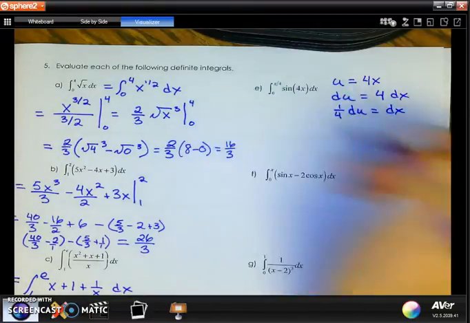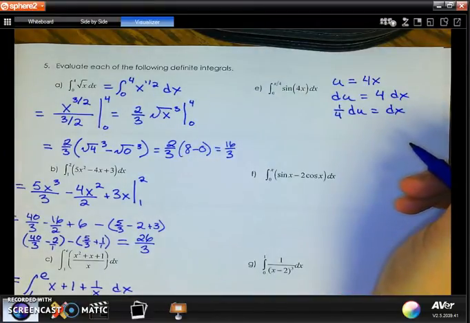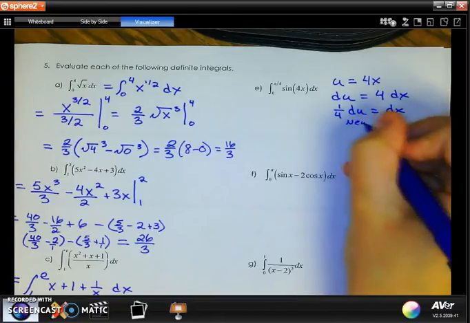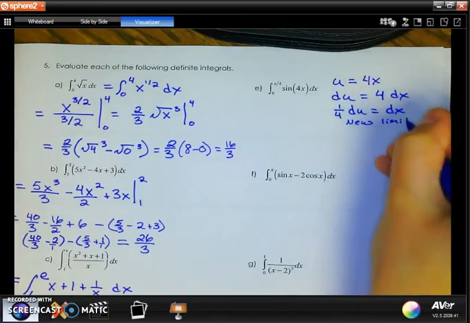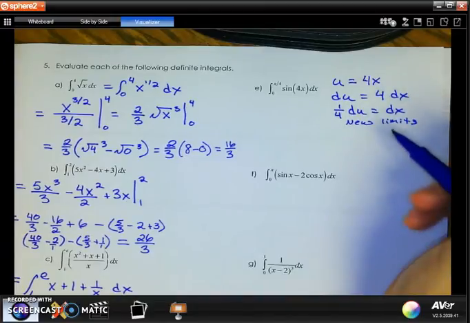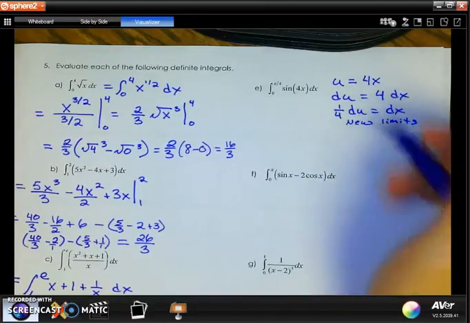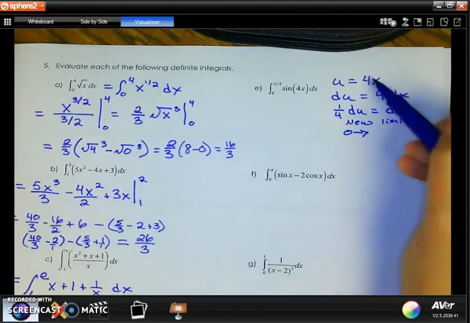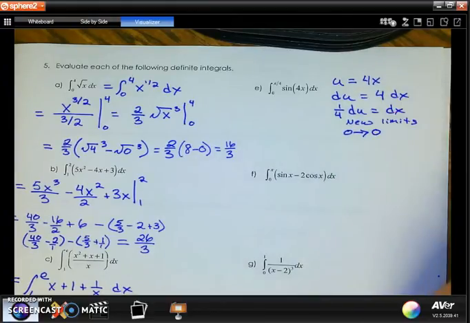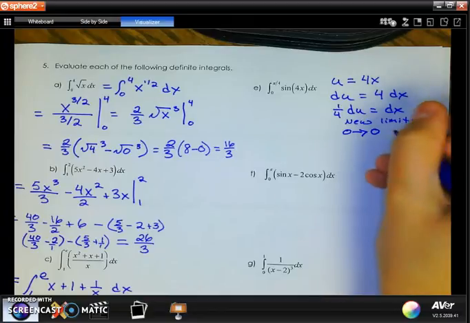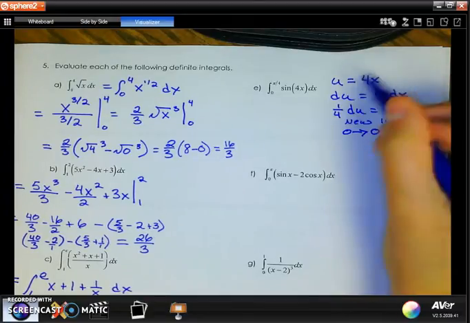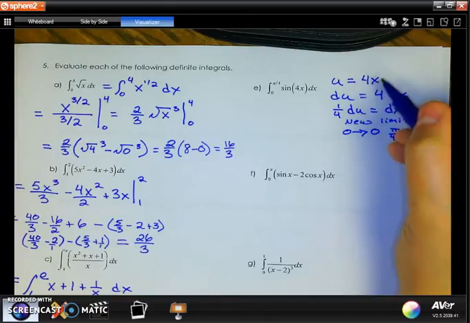Also, I need to adjust my limits. My new limits, I'm going to figure that out by taking the old ones and plugging them into u. So I was at 0. When I plug 0 into u, 0 times 4 is 0, so that stays the same. But when I plug in pi over 4, pi over 4 times 4 is pi.